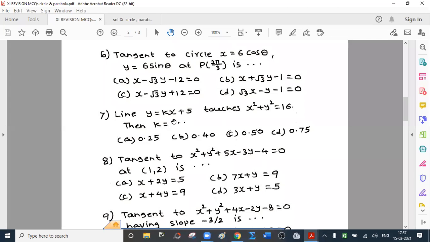Seventh, line y equal to kx plus 5 touches x square plus y square equal to 16, then k equal to. Here you should know the condition of tangency. See, that is why I always insist that you should know all standard formulae. Line y equal to mx plus c touches x square plus y square equal to a square if c square equal to a square into (1 plus m square). Use this.